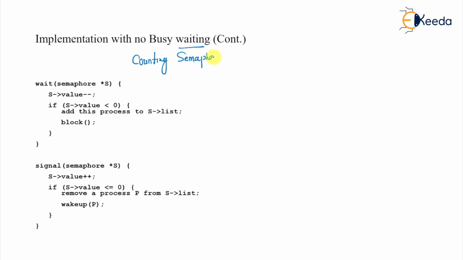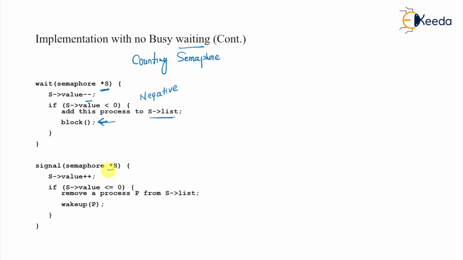Now what we are doing here is taking a pointer to a semaphore variable S, and we are decrementing its value. And we are checking if the value is less than 0, that is, if it is negative. Then we add the process to the list that S points to, and we invoke the block command.